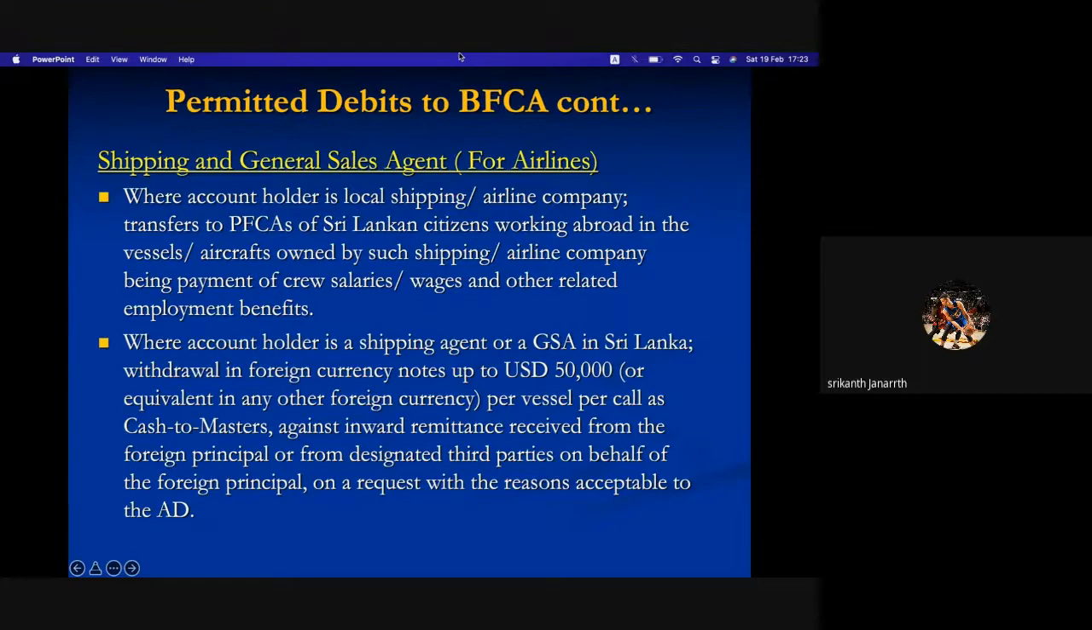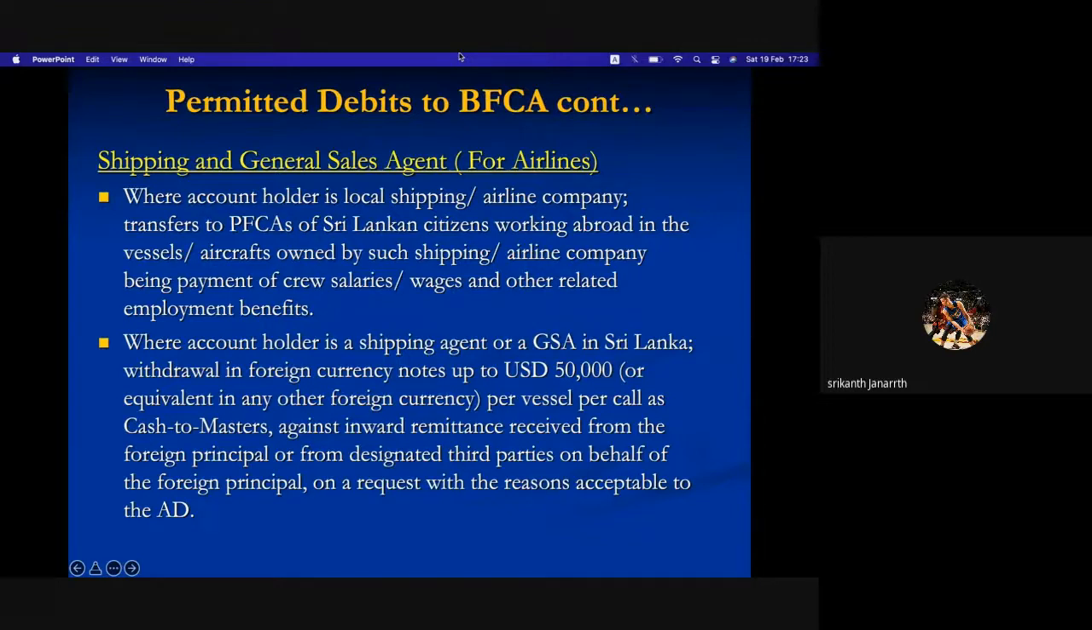Obviously, inward remittances would have come from the principal for that amount, right? So the bank has to verify before they debit 50,000 and give it to the local shipping agent. They have to ensure the corresponding 50,000 has come from the foreign principal. It would have come more than that because they are looking after all the administration work. This 50,000 is also included in the bulk amount. So the bank has to ensure, before releasing 50,000, whether this particular vessel's principal has sent the money. That also needs to be ensured, right? This is how the special arrangement is done.